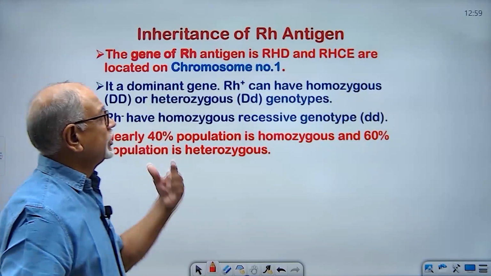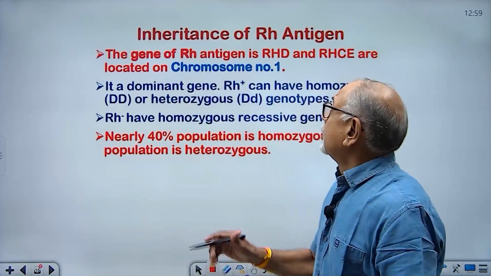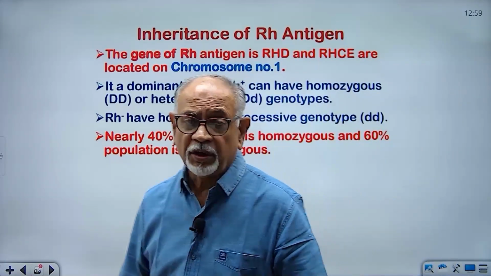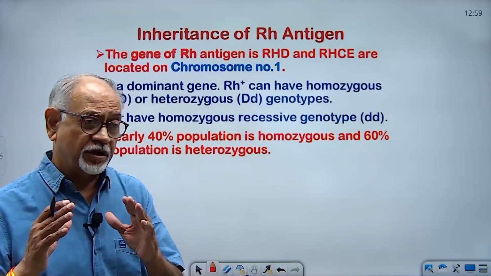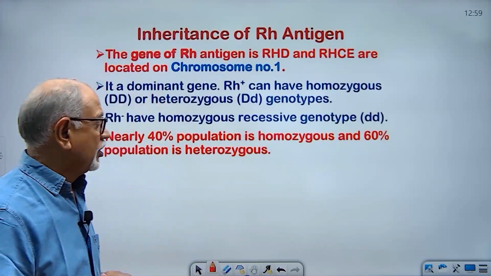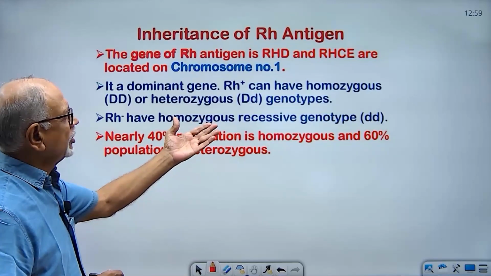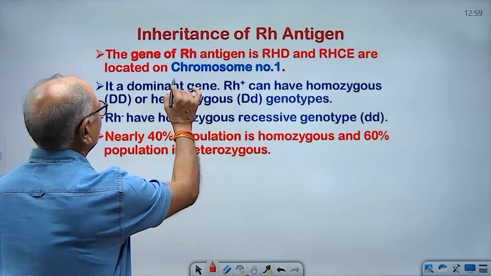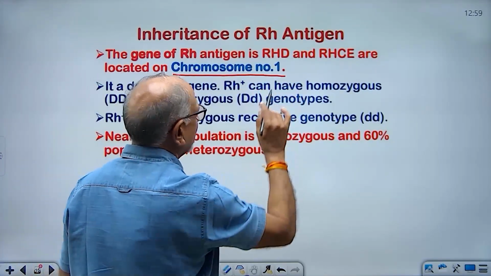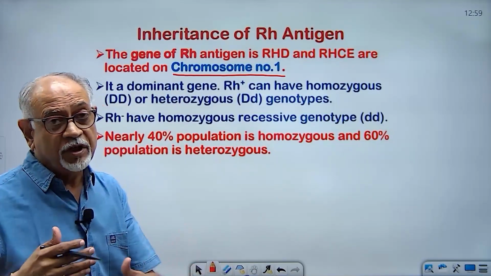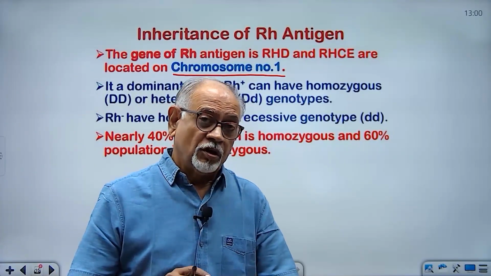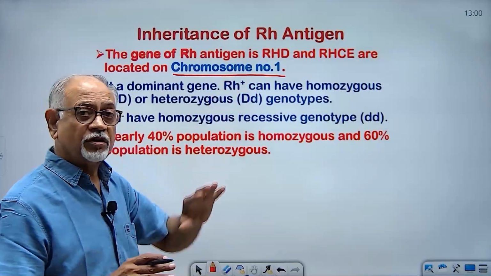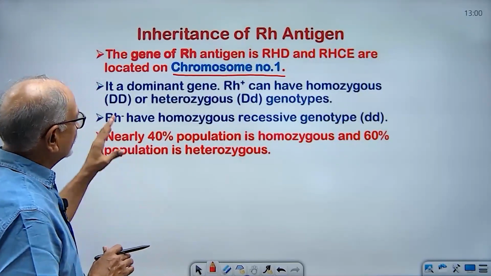Now, if we talk about the inheritance of RH antigen, the RH antigen comes from a dominant gene. When we talk about a dominant gene, we always represent it by a capital letter. Now, this gene is located on chromosome number 1. We have seen that the genes of the ABO system are located on chromosome number 9, but the genes of the RH system are located on chromosome number 1. It is a dominant gene.